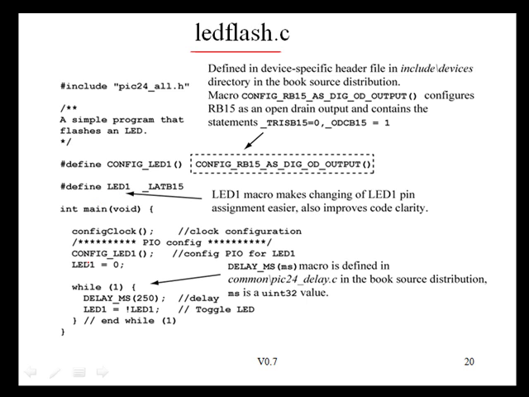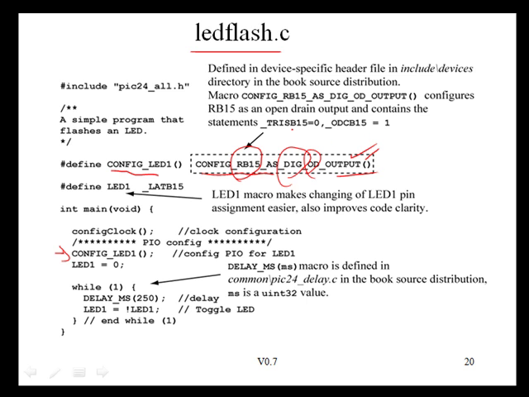First of all, it makes use of macros for configuring ports. This macro right here says config LED1. If we go and take a look at how that's defined, it's actually defined to use yet another macro called config RB15 as dig OD output. This is a macro that we provide in our library, and what it does is it will configure port RB14 as a digital open drain output.